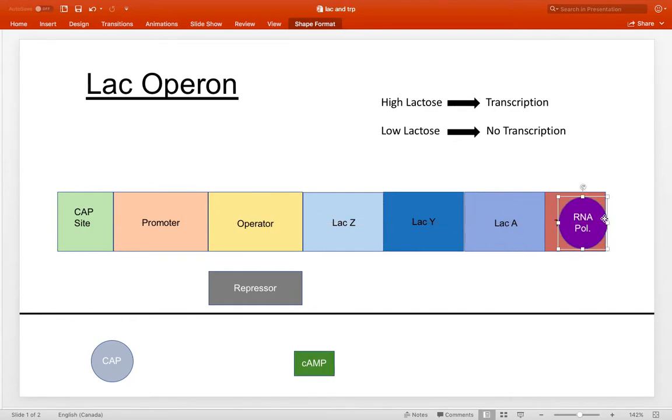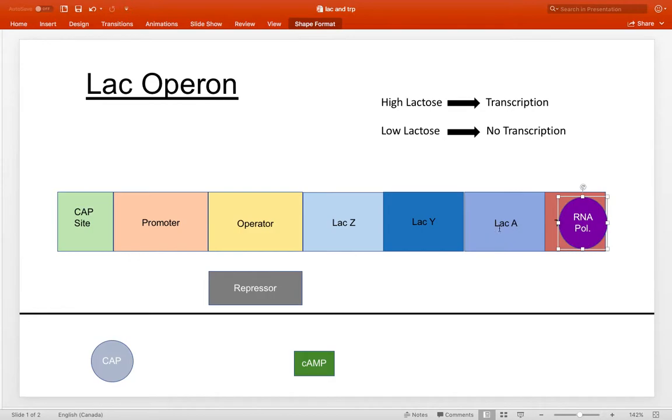The gene product of lac-Z is beta-galactosidase, which cleaves lactose into glucose and galactose. Lac-Y encodes beta-galactoside permease, which is a membrane protein that becomes embedded in the cytoplasmic membrane to enable the cellular transport of lactose into the cells. And lac-A encodes galactoside acetyltransferase.